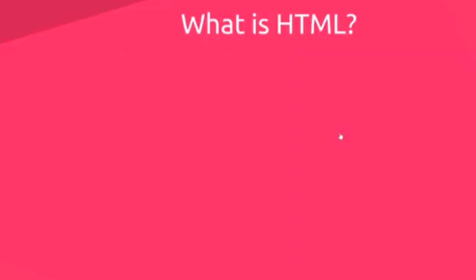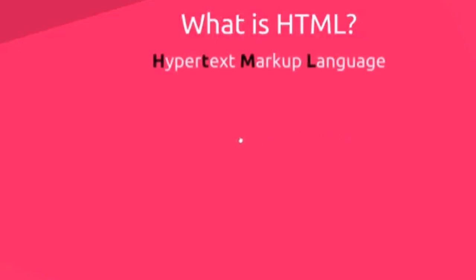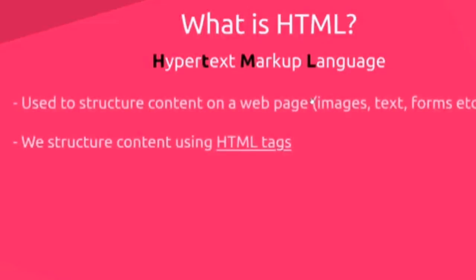Okay then, so before we start to code anything whatsoever, I just want to take a few minutes to talk about what HTML actually is and also what CSS is, just so we've got a vague overview of what these two things are before we dive into the code. So HTML, first of all, stands for Hypertext Markup Language, that's where we get the name from, and it's a markup language, not a programming language. So we use HTML to structure content on a web page, things like text, images and forms and all that kind of jazz. And we do that by using what's known as HTML tags.